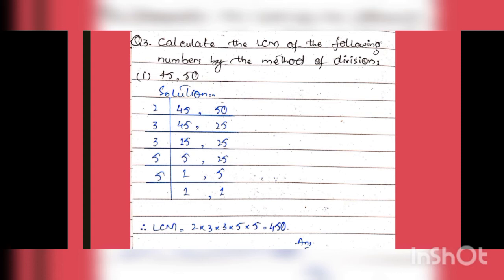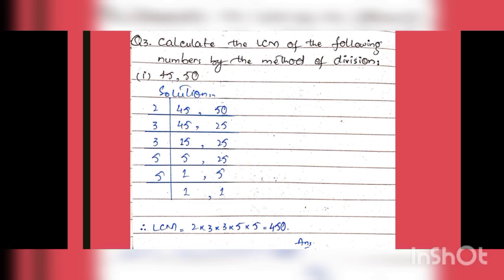45 will stay as it is because 45 is not a multiple of 2. But 50 is a multiple of 2, so we proceed as 2 2s are 4, carry 0, it becomes 10, 2 5s are 10. Then 45 and 25 are both not multiples of 2, but they are multiples of 3, so we are going to divide by the number 3. Then 3 1s are 3, carry 5, it becomes 15, 3 5s are 15.